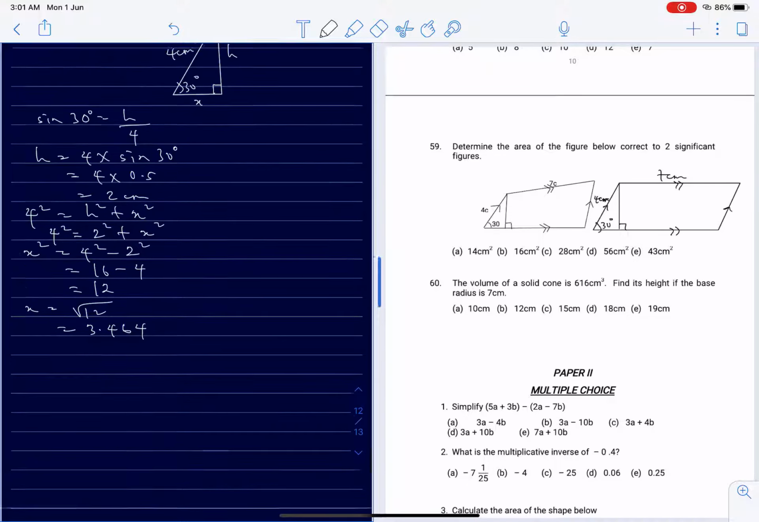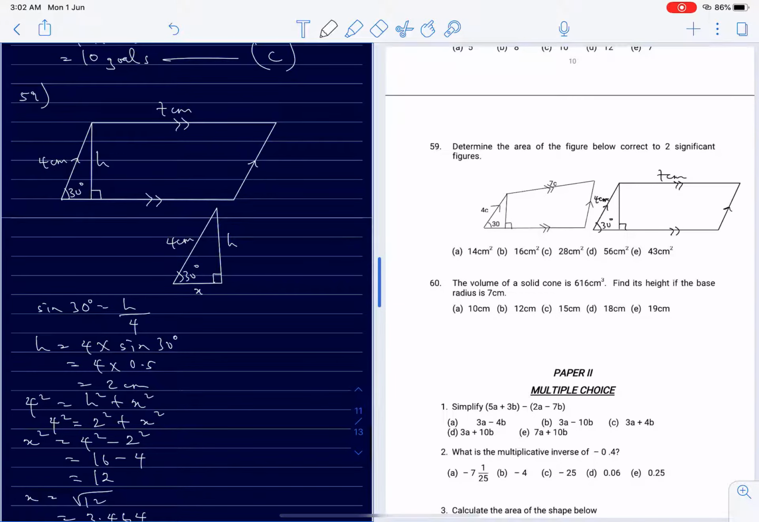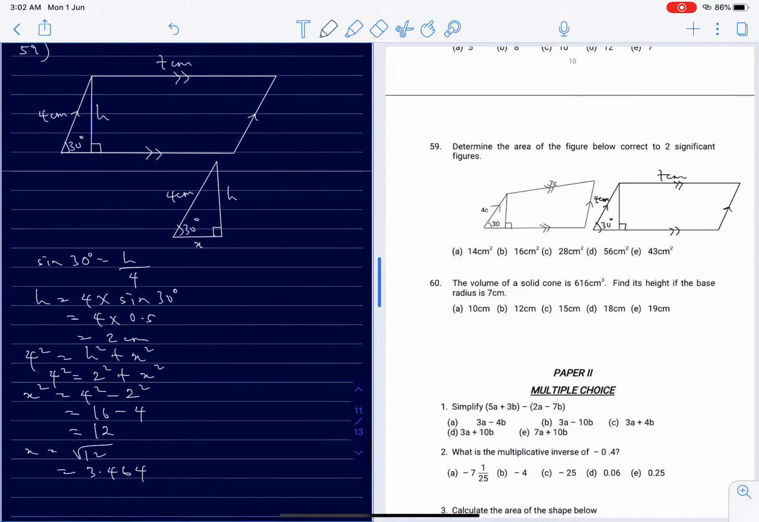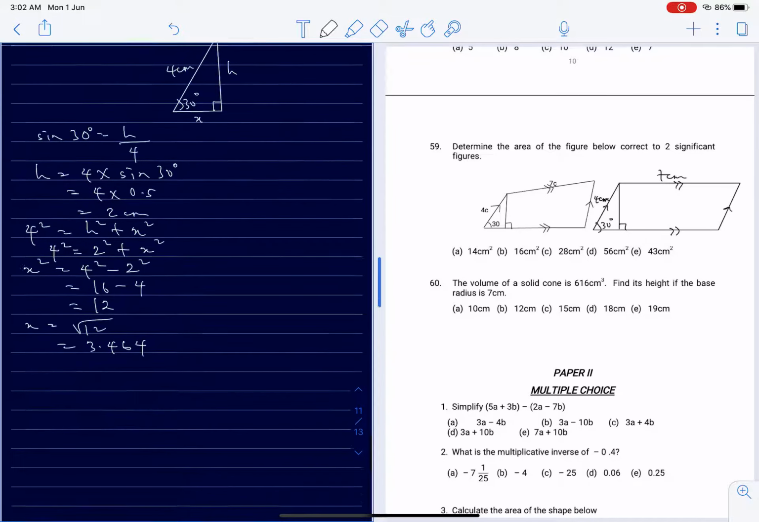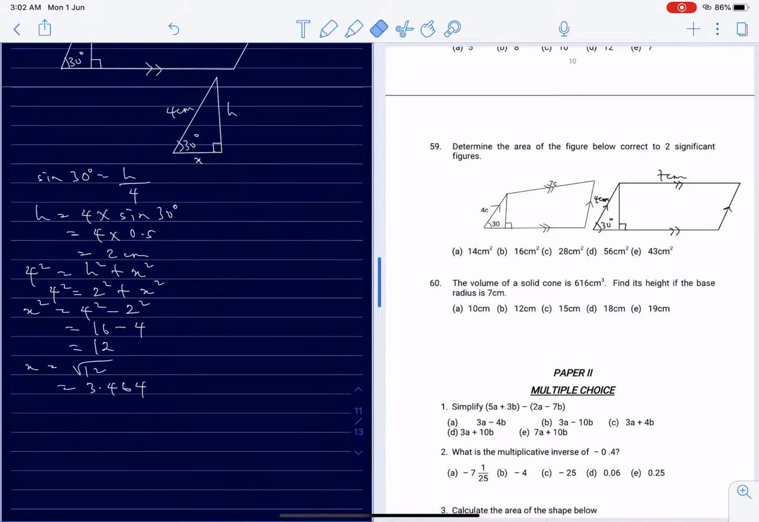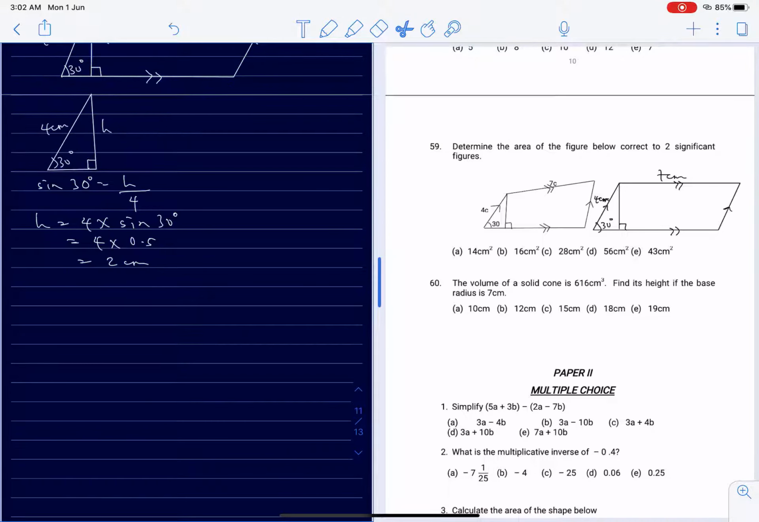Now we know x, so that means this is 7. Why did I even need to find x? What was I doing? This is obviously a parallelogram. I didn't need to find any x. Sorry about that. It's obvious. I just needed to find the height. So what I did before was right.